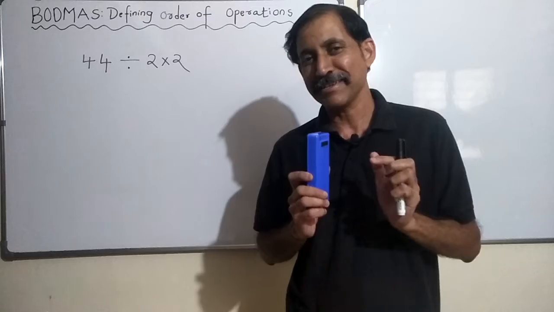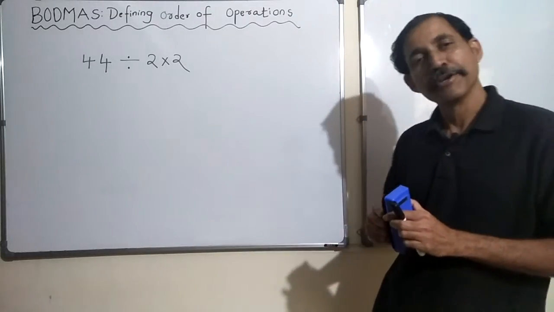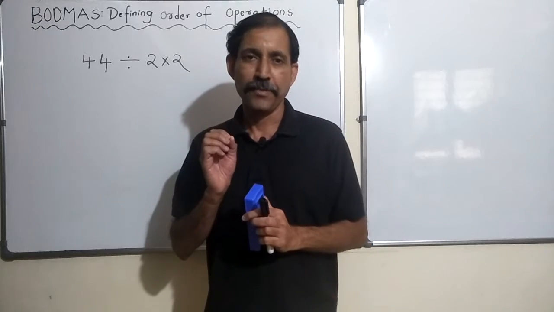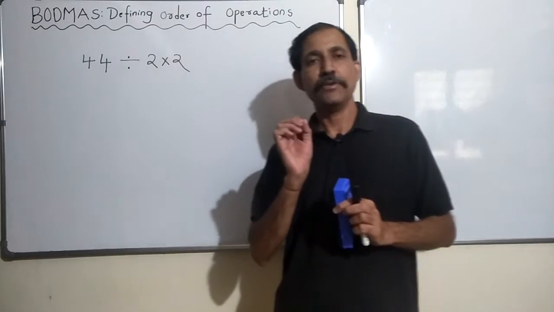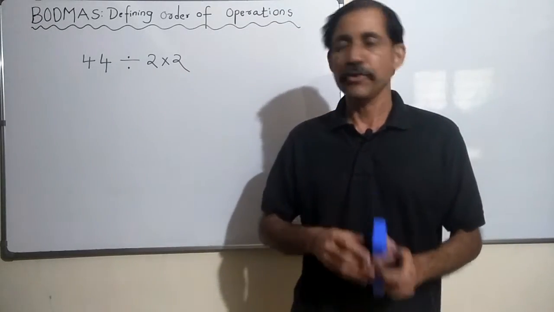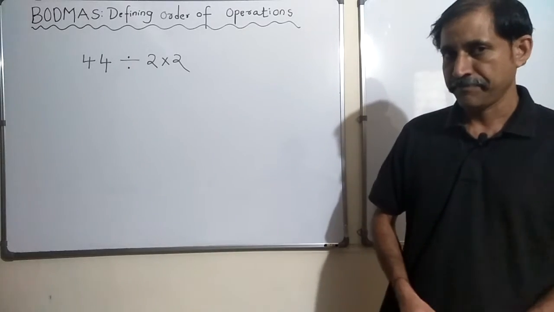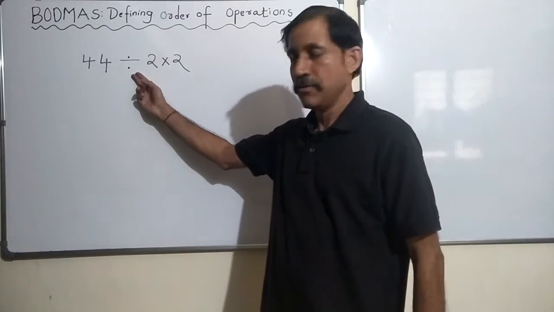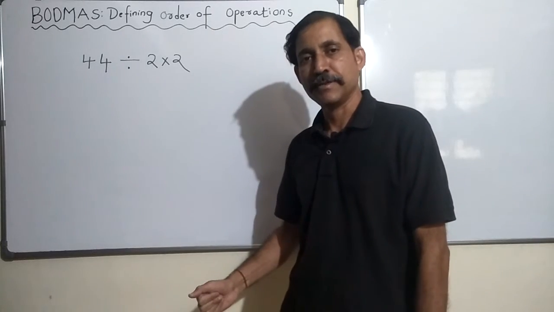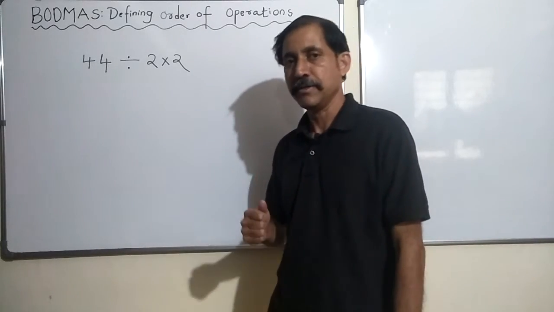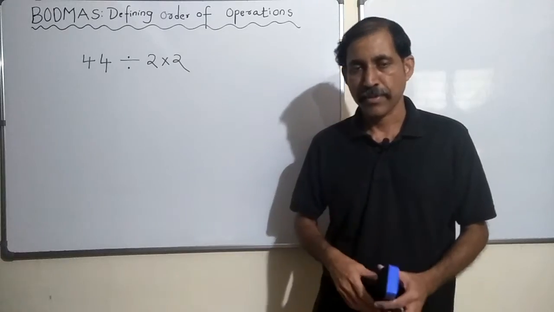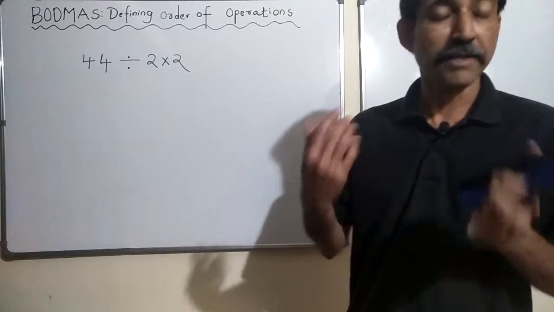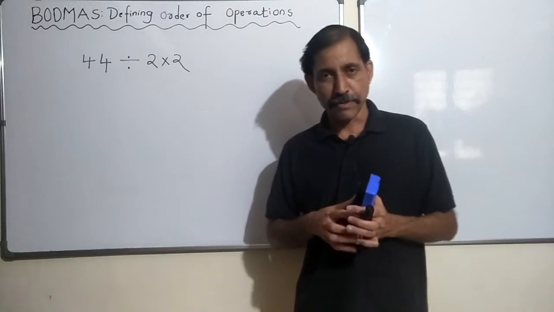Today we are going to discuss order of operations. Given a mathematical expression, which operation would you do first? For example, in this case, should you divide first or multiply first? That is the question we need to answer. In some cases it may not matter, but in some cases it may matter as well, right?